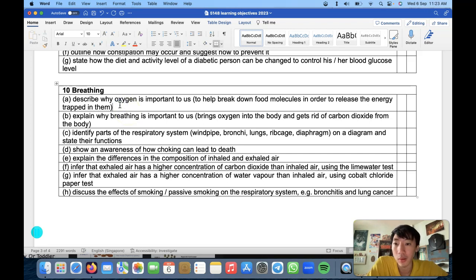Okay, so why is oxygen important to us? Firstly, oxygen will break down the food molecules in order to release the energy that's trapped in them. This is a little bit like a chemistry thing. Imagine this is your food molecule, just this lump over here.